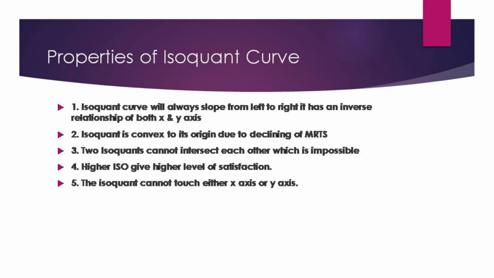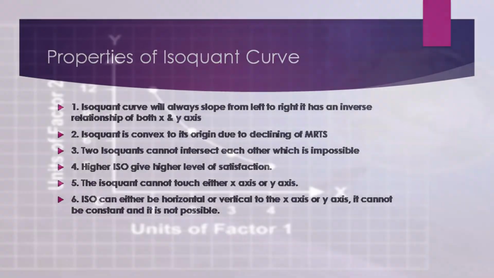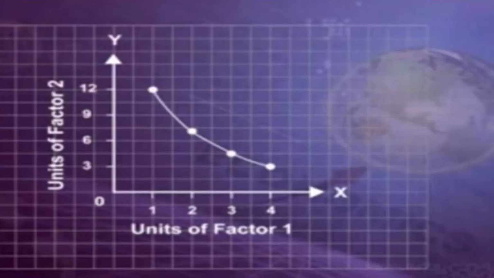Next, the isoquant curve can be neither horizontal nor vertical to the axis. It cannot be constant. It is not possible. So this is what we are seeing in this chapter: the isoquant with the units of the factors on the x-axis and y-axis. It is always sloping from left to right. It has an inverse effect.